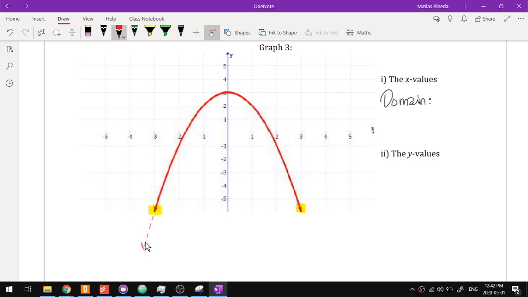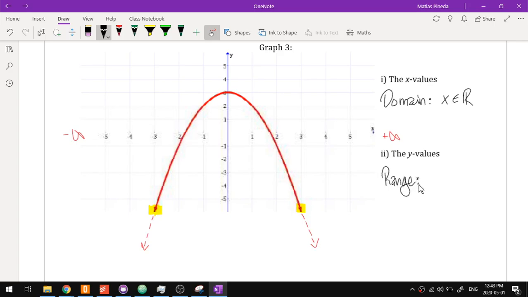x progressively is going to become smaller and smaller. If we do the same thing on the right-hand side, we extend this forever and ever, x is progressively going to become larger and larger. So again, x is going to be going from negative infinity to positive infinity, which we would write as x belonging to the set of real numbers. What about the range?